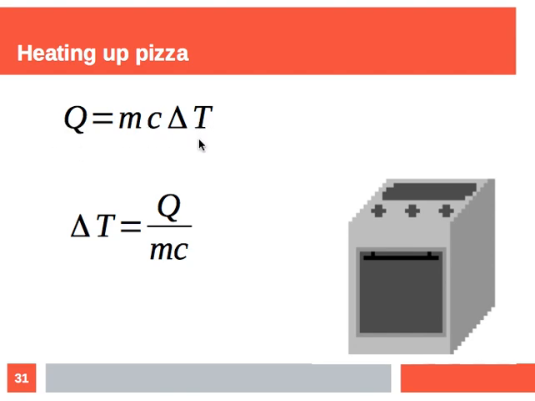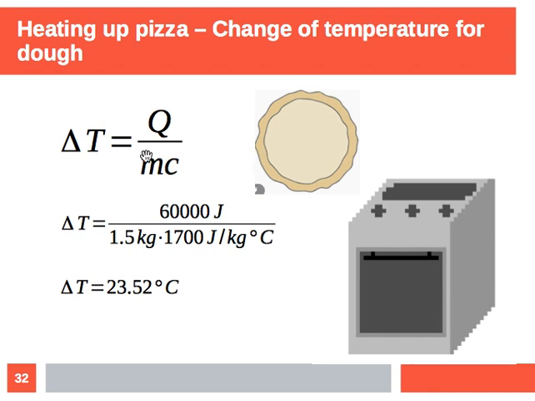You got to divide both parts of your equation by m times c. So you get this equation, which we will be using for each of the ingredients. Alrighty, so I'm going to use that equation, for example, to get the change of the temperature for the bread, for the dough. And the energy is going to be 60,000 joules.